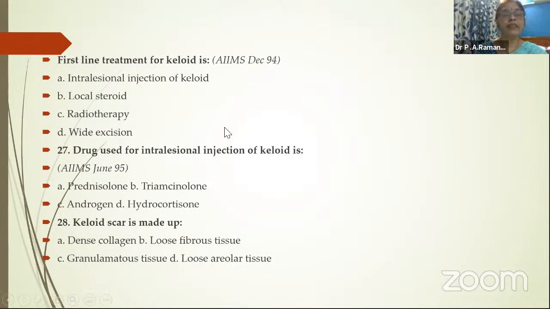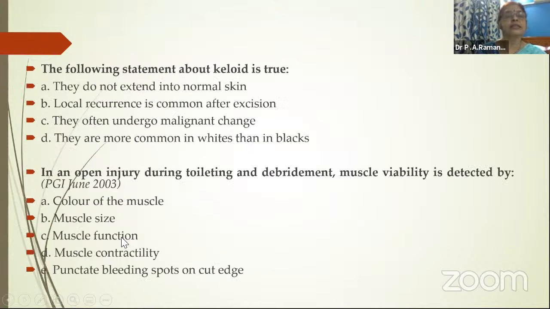Next, first line of treatment for keloid is intralesional injection of local steroid. Not, this is wrong maybe. Local steroid injection, triamcinolone injection, intralesional injection is the initial treatment for keloid. The drug used for intralesional injection is triamcinolone. So keloid scar is made up of dense collagen, loose fibrous tissue, granulomatous tissue, loose areolar tissue. So dense collagen is the answer.